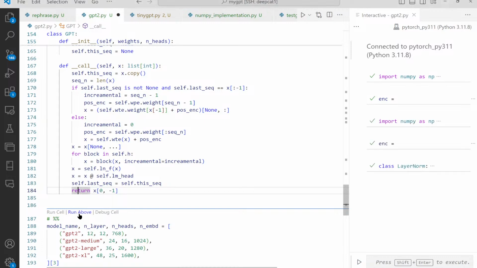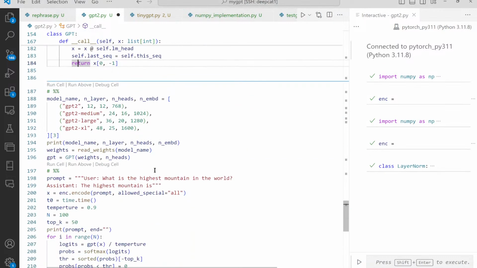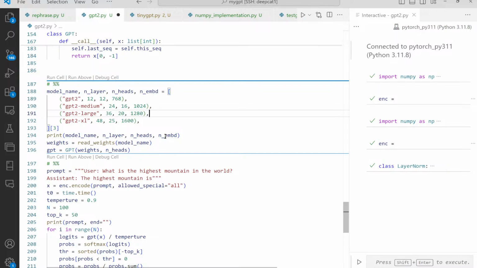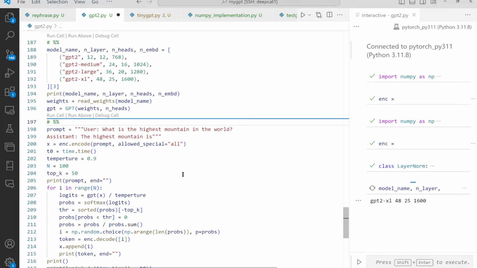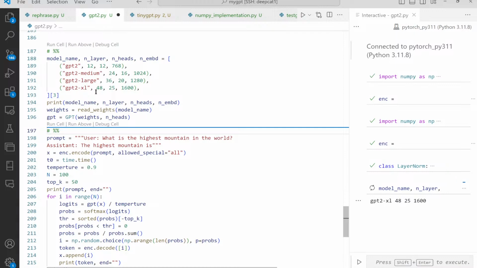Okay, so that's pretty much of it. Let's first run the code here, and then we actually load the model. Let's load GPT-2 XL. I have already downloaded it. Let's load the largest GPT-2 model right here. It has 48 blocks, maybe, and the dimension of each vector embedding is 1,600. So we got everything right here.